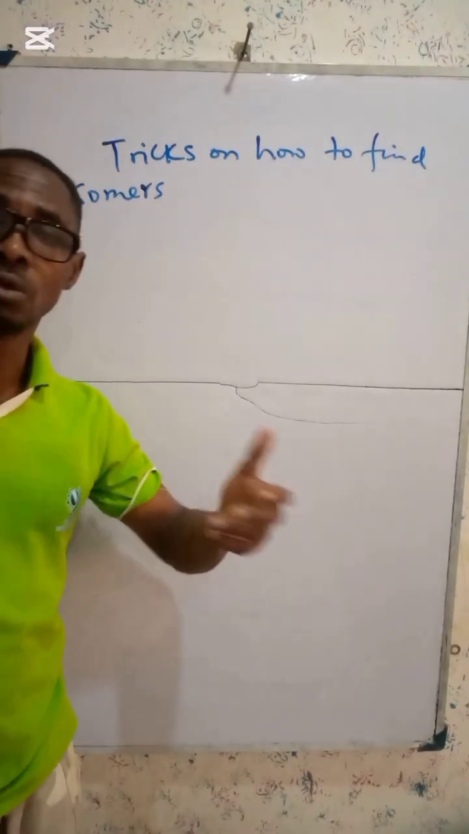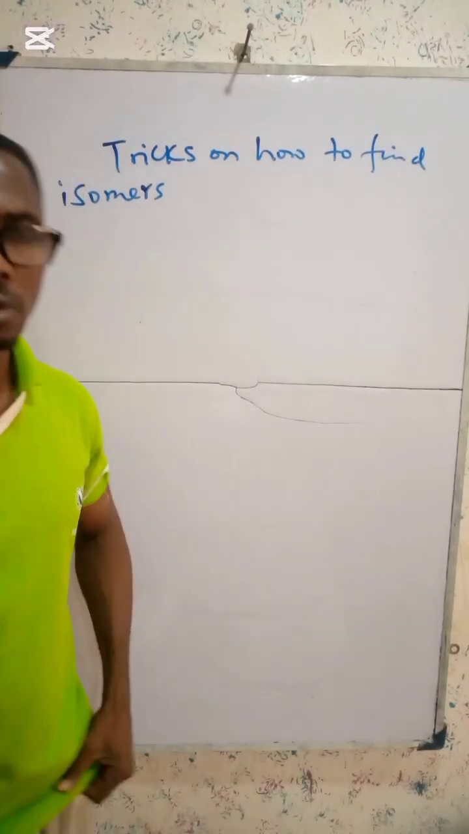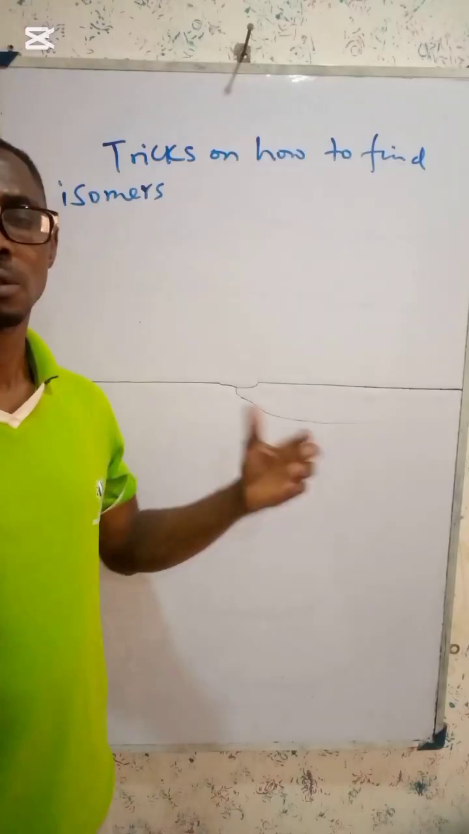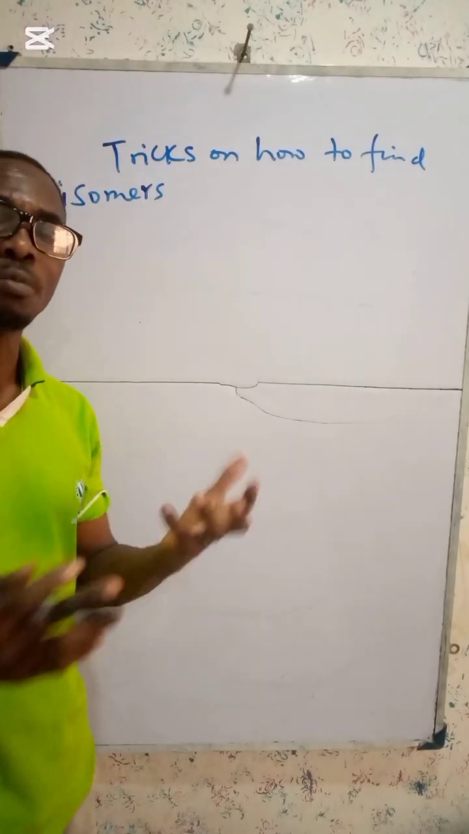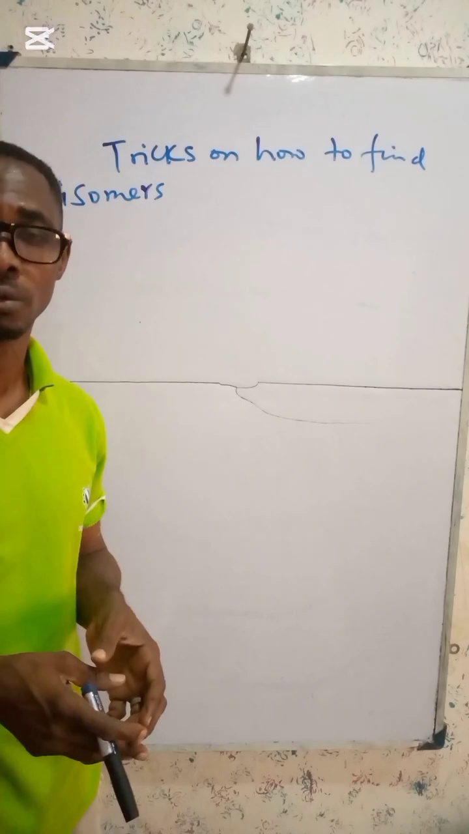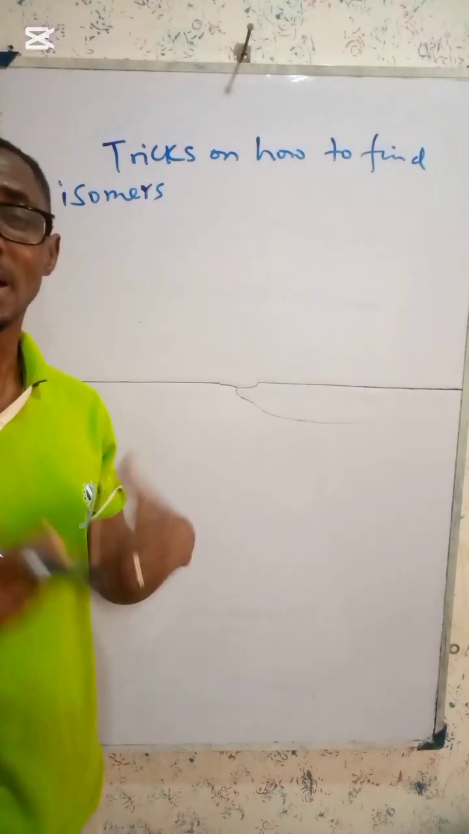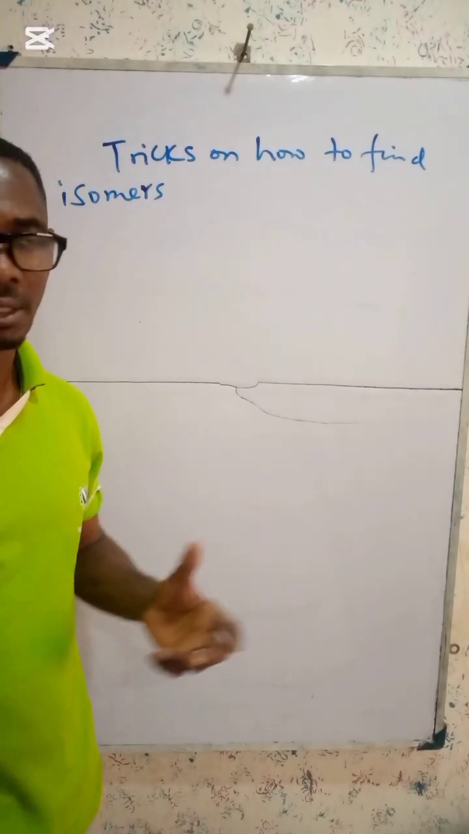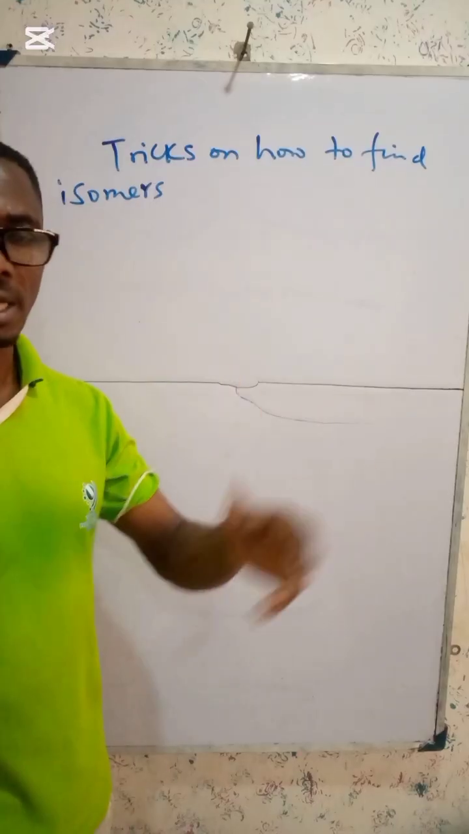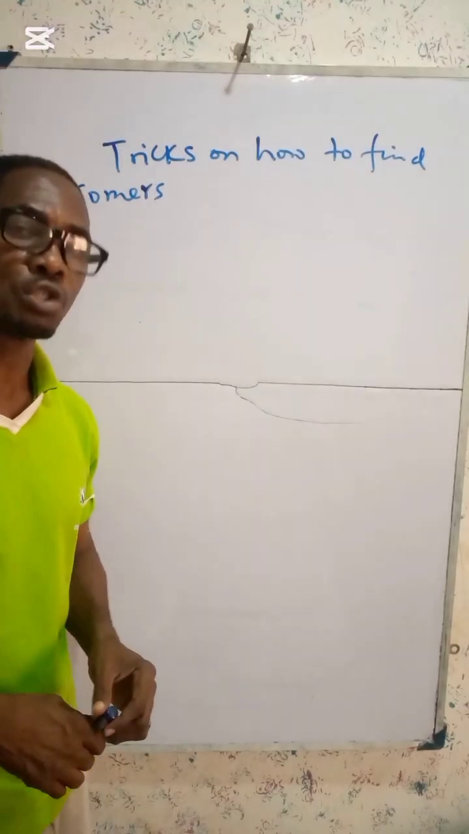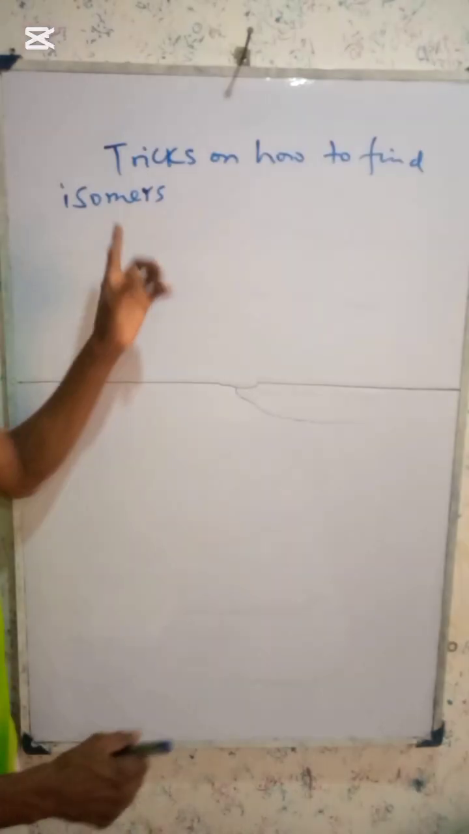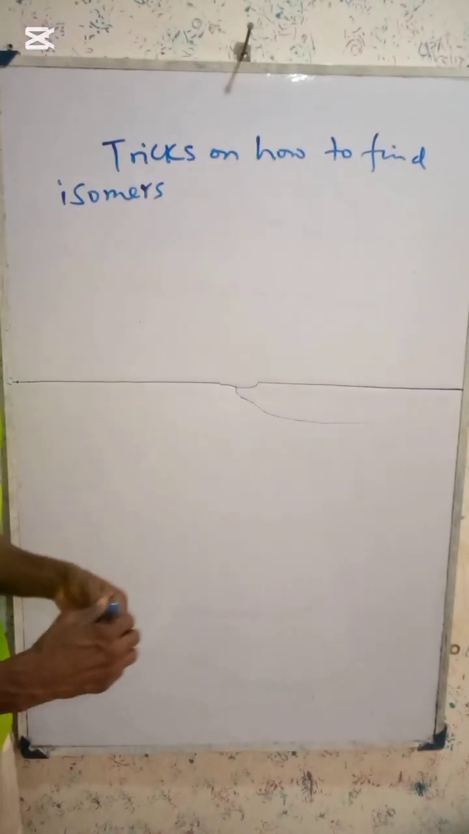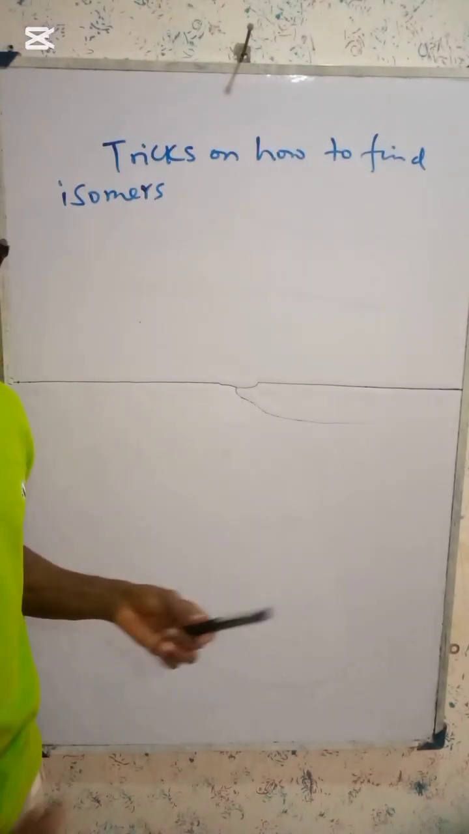In exams, there are questions where you'll be asked to name or to mention isomers of organic compounds. In the exam, start thinking about what you do about that. There's a trick to how to find isomers of organic compounds. Simply remember this formula, you're good to go.